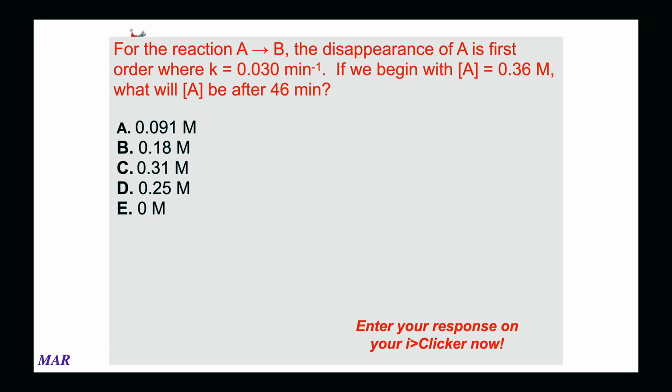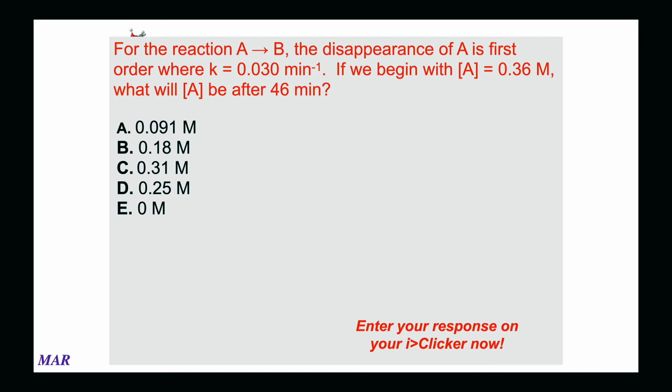We don't know R, how much is going to be left after 46 minutes, but we do know that K is 0.030 inverse minutes, and the time elapsed is 46 minutes. The times are in the same kind of unit, inverse minutes and minutes, so that's no problem. Remembering that there's a negative sign in there, the concentration will come out to be a positive number. Now, it will not be 0.